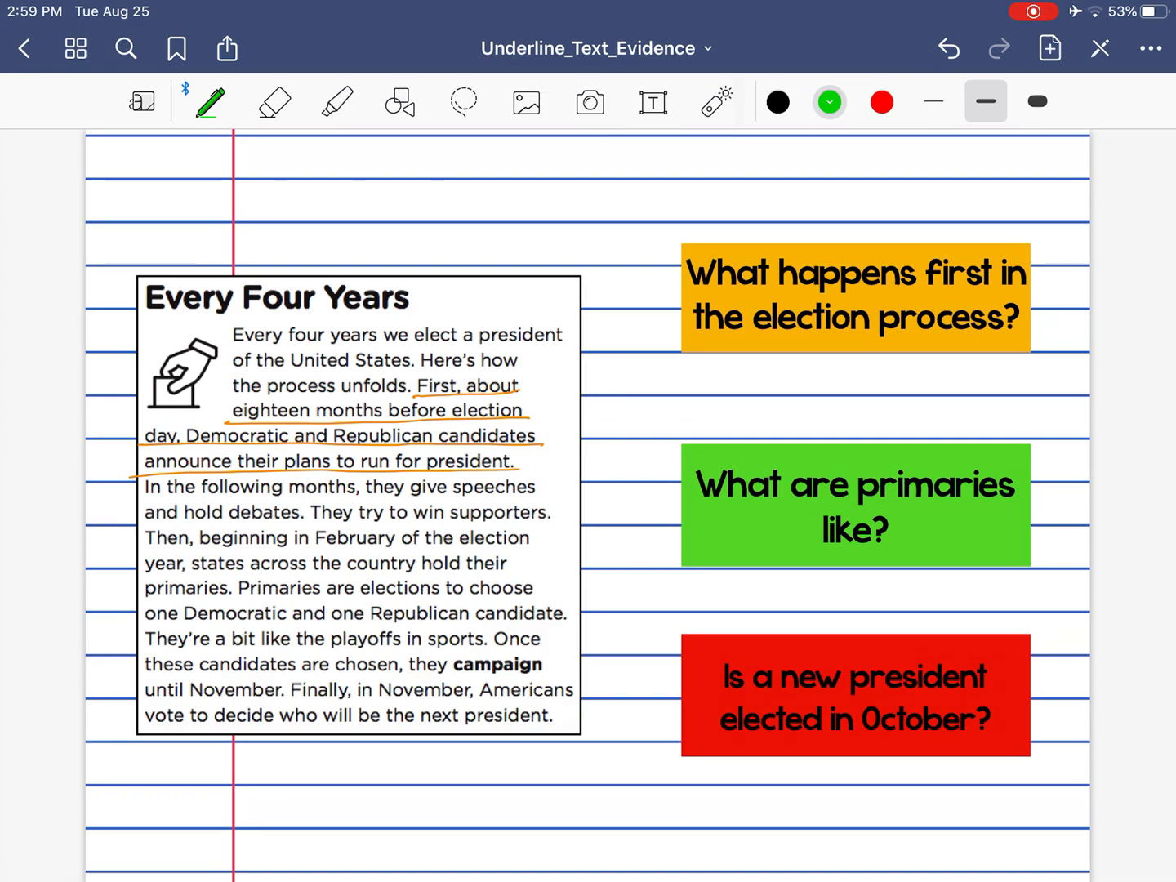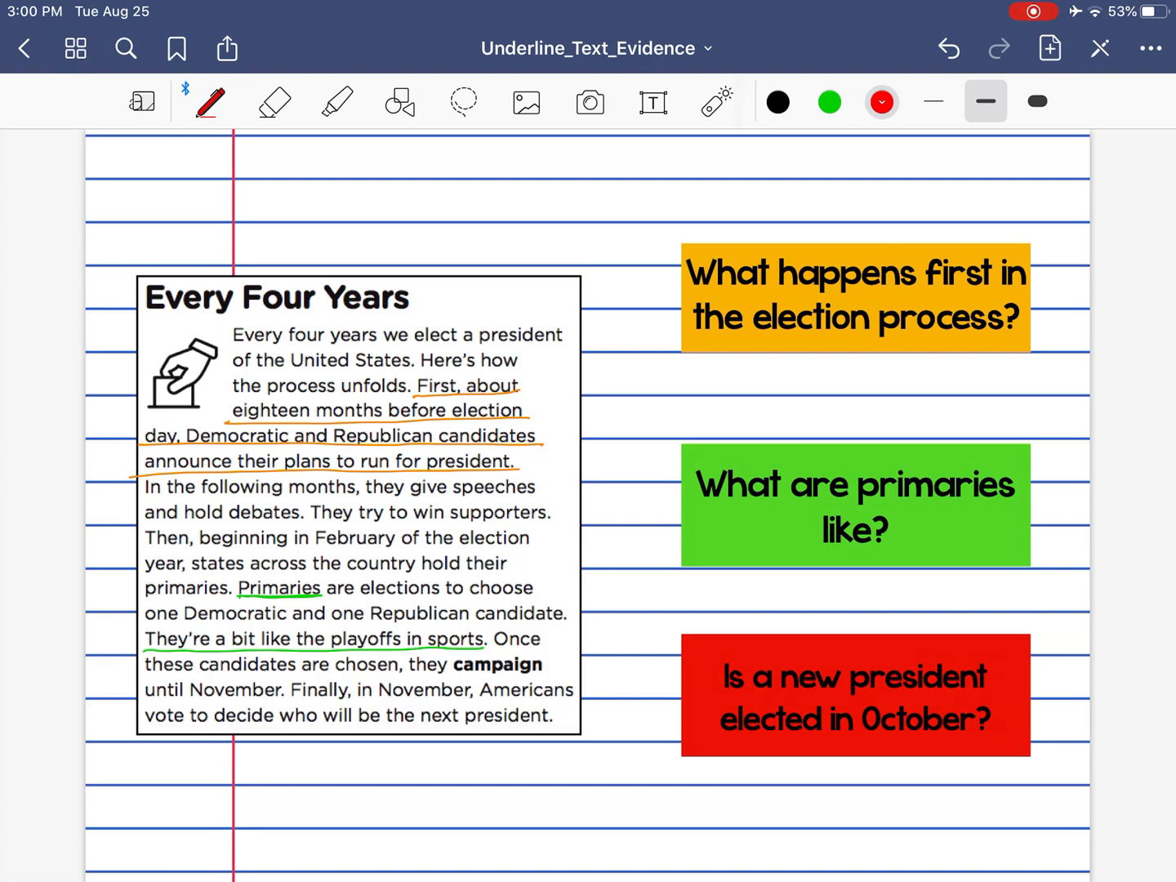So now that I've got my answer, I need to find my text evidence. So what sentence am I going to underline for my text evidence? Why do I believe my answer is the correct answer? Well, right here, there's a sentence that says, they're a bit like the playoffs in sports. And I know it's talking about primaries there. Primaries are elections to choose one Democratic and one Republican candidate. They're a bit like the playoffs in sports. So that's my text evidence. That's how I know my answer was correct.